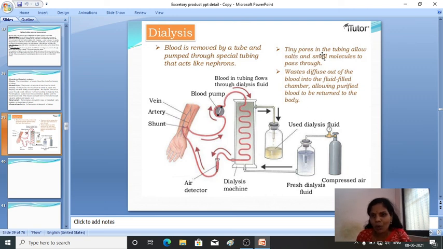The tiny pores in the tubing allow the salt and small molecules to pass through, and the waste diffuses out of the blood into the fluid-filled chamber, allowing the purified blood to be retained in the body. After complete purification, the waste gets collected here in this chamber. So this is one of the methods, that is, hemodialysis.